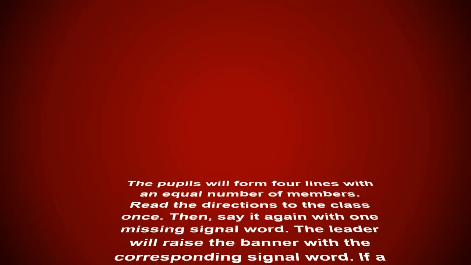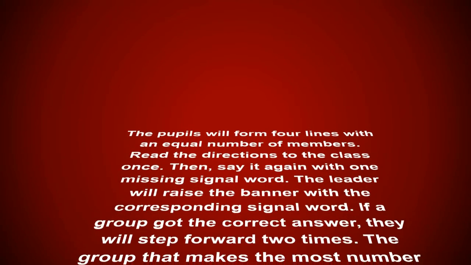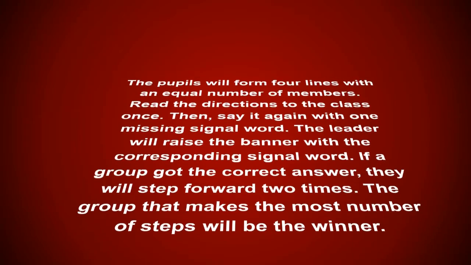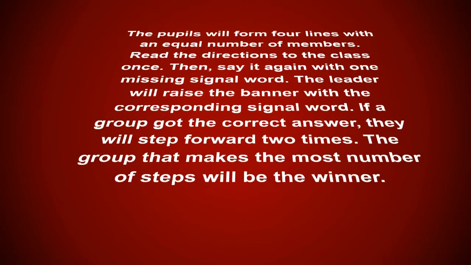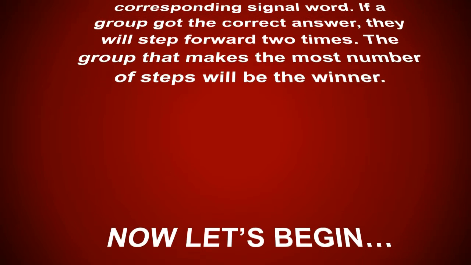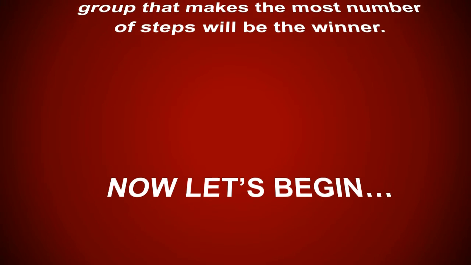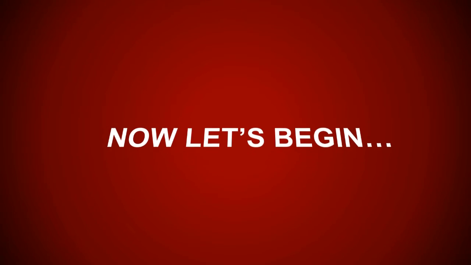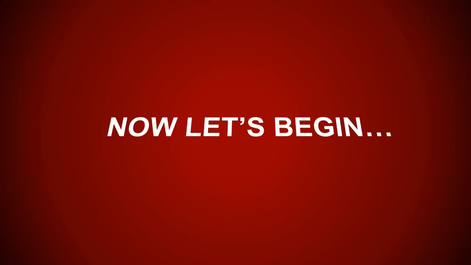Read the directions to the class once. Then, say it again with one missing signal word. The leader will raise the banner with the corresponding signal word. If a group got the correct answer, they will step forward two times. The group that makes the most number of steps will be the winner. Now let's begin.